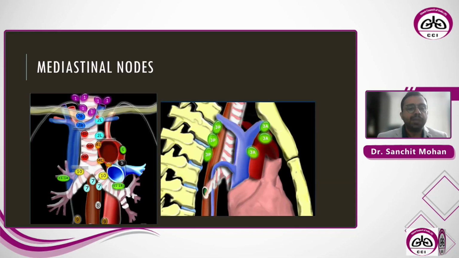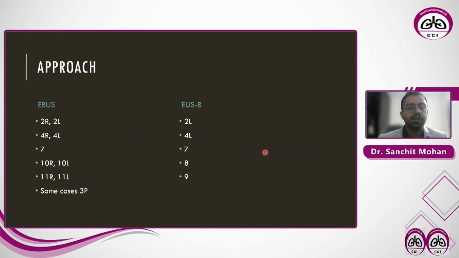What I want to make clear is to make an imaginary line from the left lateral wall of the trachea, like here. This imaginary line will divide your mediastinum into right and left side. Anything on the right side will be the right-sided lymph nodes. Anything on the left side of it will be the left-sided lymph nodes. This is for station 2 and 4 specifically. This is the sagittal image showing station 3P and 3A.